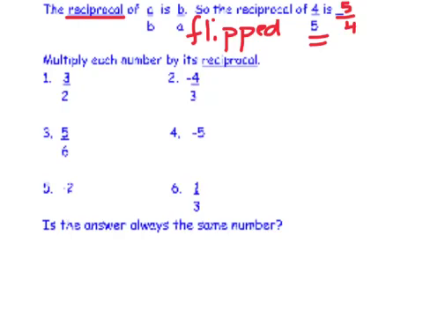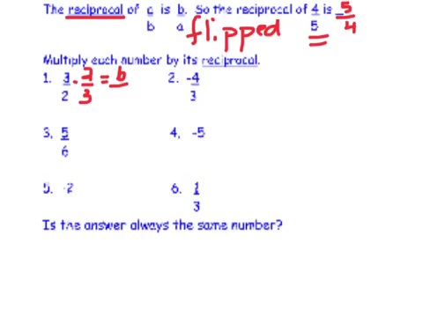Okay, I am going to do a couple. So 3 over 2. What is 3 over 2? The reciprocal is 2 over 3. Okay, now we're going to multiply. Multiply across. 3 times 2 gives me 6.